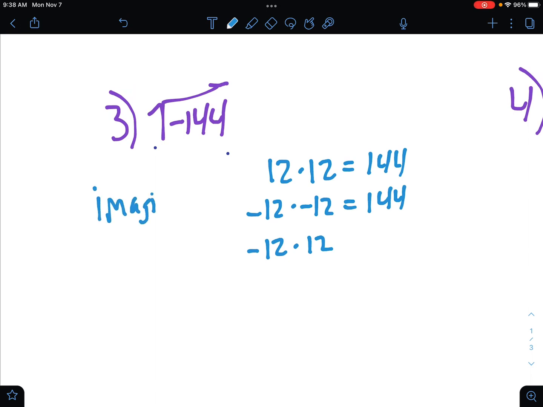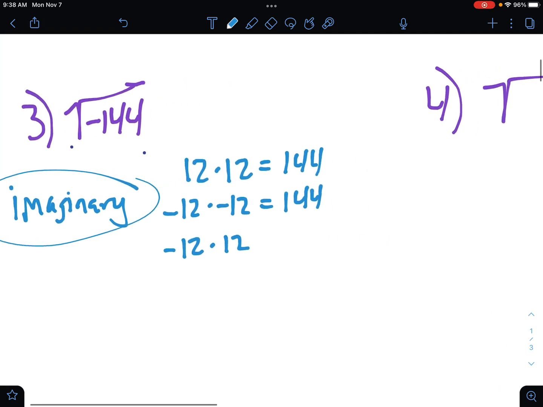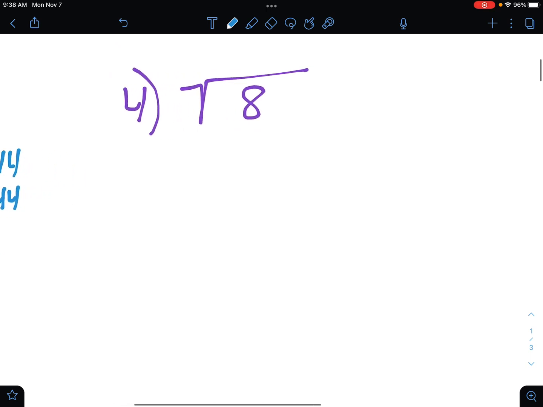That's going to give you an imaginary number. You're going to learn a lot more about those next year. For now, all you have to know is you can't take a square root of a negative because it gives you an imaginary. Now, what if it doesn't have a perfect square?